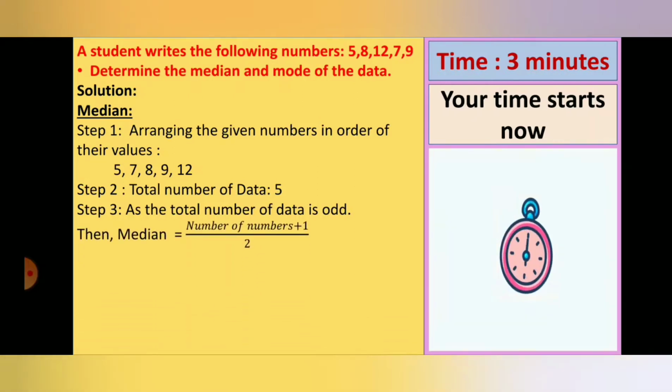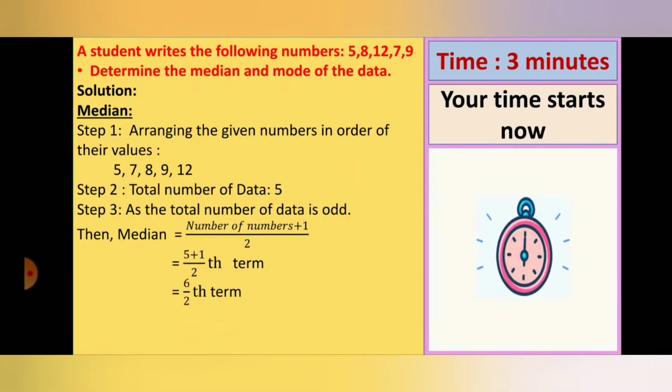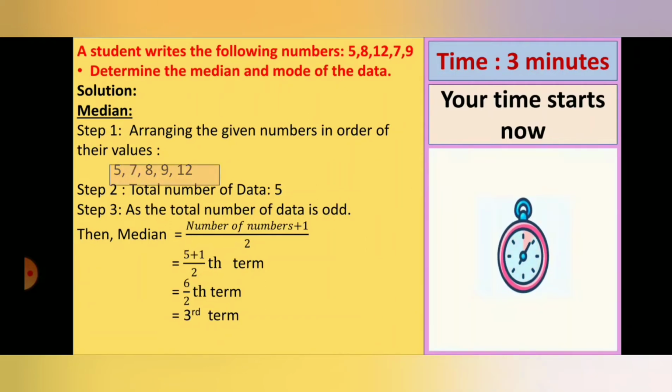As there are 5 data, it is an odd number. For an odd number, the formula of median is (number of numbers plus 1) divided by 2. So 5 plus 1 divided by 2, that is 6 by 2. Whenever 6 is divided by 2, we get the third term. When we have arranged the data, the third term is 8. So we write the answer: the third term is 8.